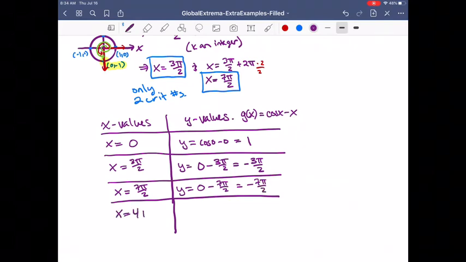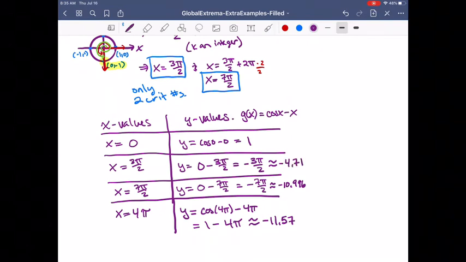Okay, and then when x is 4 pi, the y value is going to be cosine of 4 pi minus 4 pi. Cosine of 4 pi is 1, so this is 1 minus 4 pi. So I probably want to compute these so I can compare them. 1 minus 4 pi is approximately negative 11.57. Negative 7 pi by 2 is approximately negative 10.996. And negative 3 pi by 2 is approximately negative 4.71.